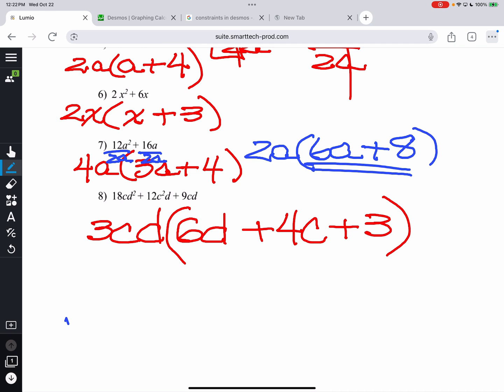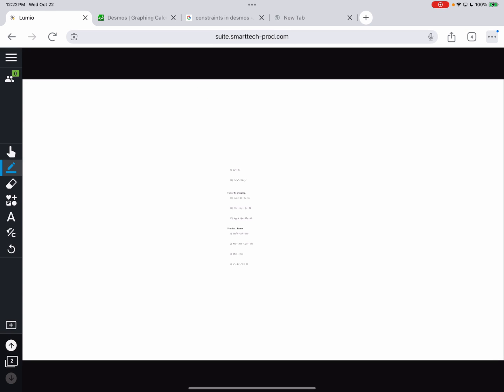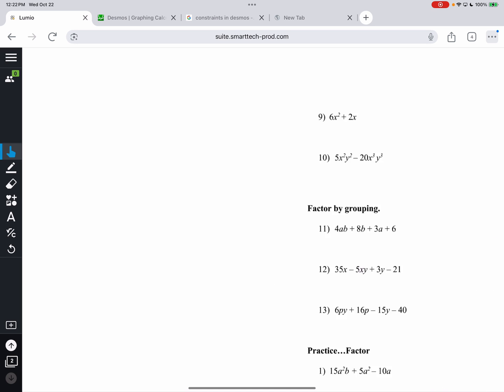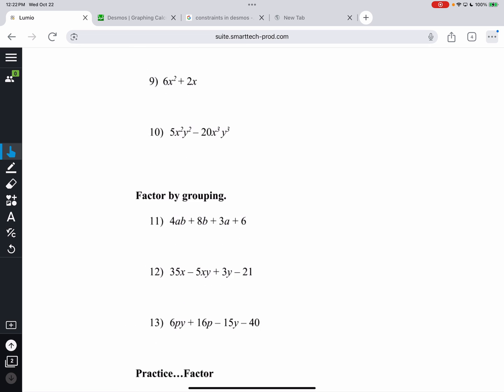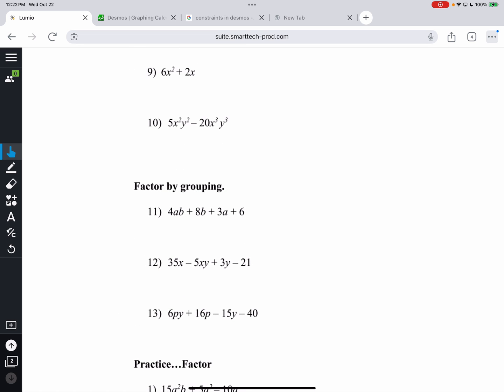All right. Look at the back of this. Number 9, super easy. So tackle number 10. Wait, do we do number 9 now? You don't have to, but I want you to work number 10 all by your lonesome.